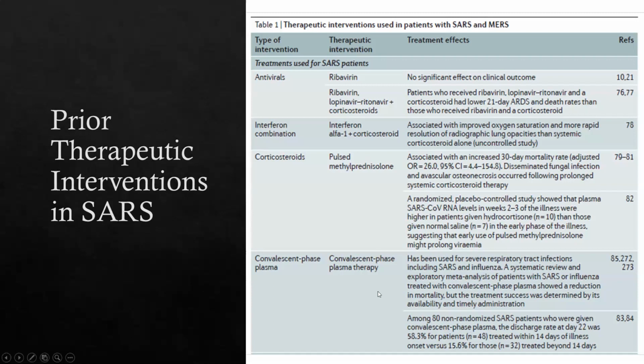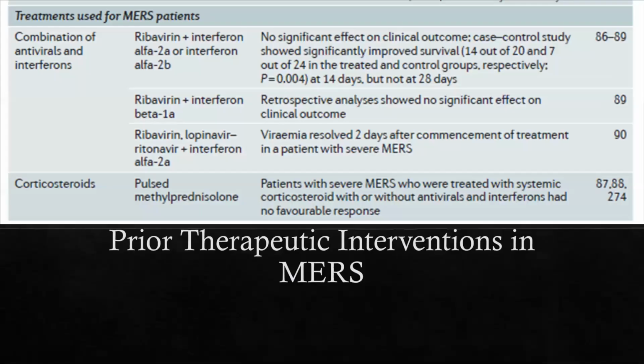And then in another study that looked at convalescent plasma, they had 80 non-randomized SARS patients who were given convalescent plasma, and their discharge rate at 22 days was higher. You can see 58.3% versus 15.6%. But again, I think what's mentioned here is when you give the convalescent plasma, is it something we give early? Is it something we give in the mid time course of the disease? And it's not something we're really sure of yet at this point.